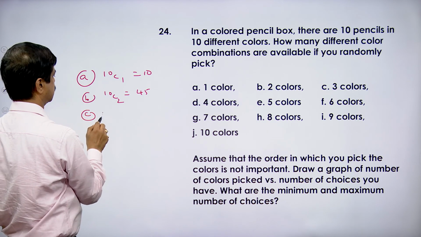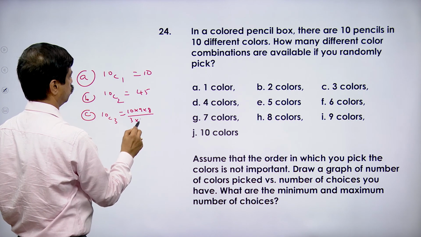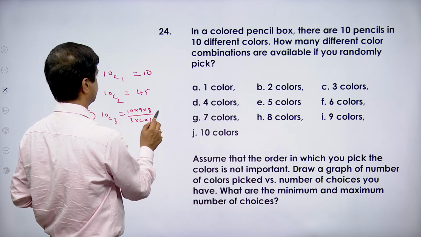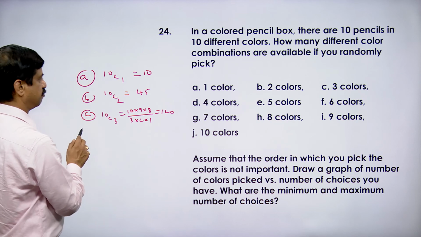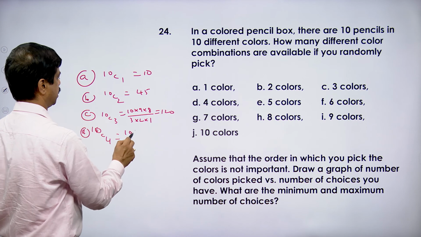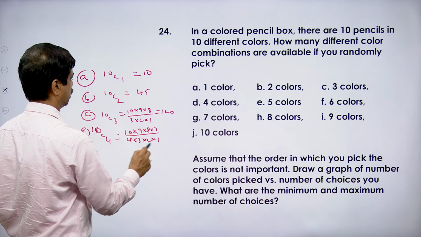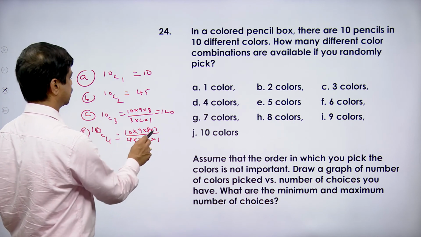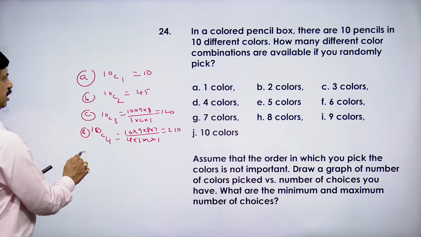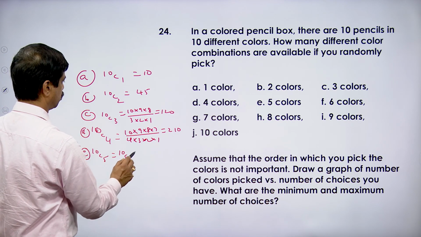3 colors, 10C3, 10 into 9 into 8 by 3 into 2 into 1. So 6, 3 times and 4 times, 4 3 is 12, 120. D, 4 colors, 10C4. 10C4 is 10 into 9 into 8 into 7 by 4 factorial, which is 4 into 3 into 2 into 1. 4 2s are 8, it is cancelled, 3 cancels 3 times, 7 3 is 21 into 10 is 210. Next, E, 5 colors, 10C5.